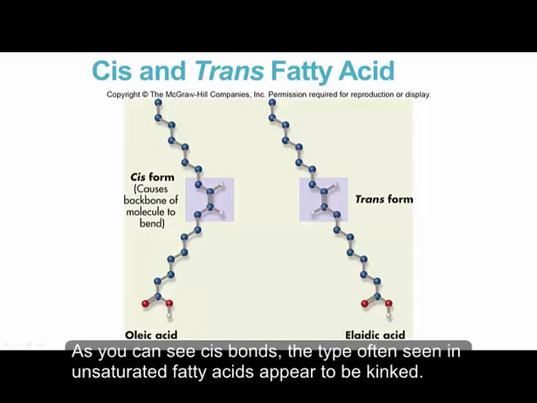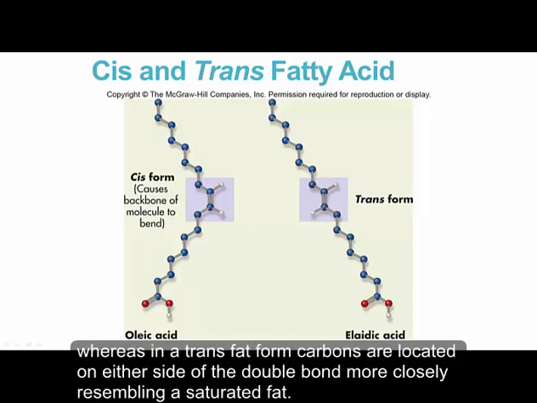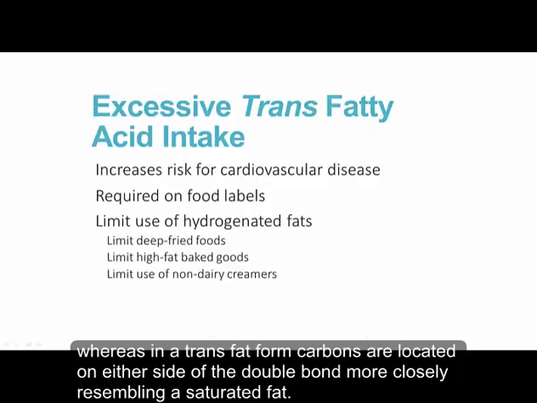As you can see, cis bonds, the type often seen in unsaturated fatty acids, appear to be kinked. The structure makes these fats more fluid at room temperature and more susceptible to rancidity, whereas in a trans fat, carbons are located on either side of the double bond, more closely resembling a saturated fat.